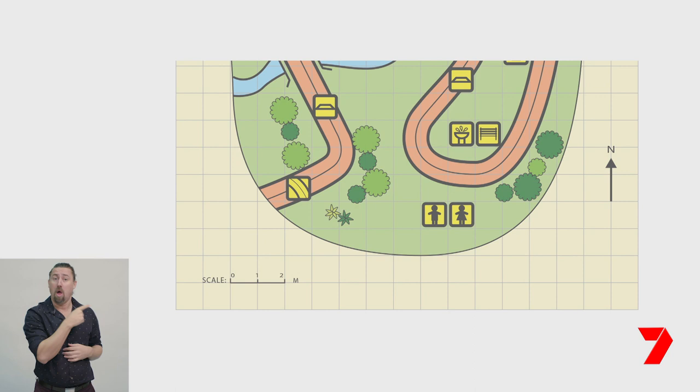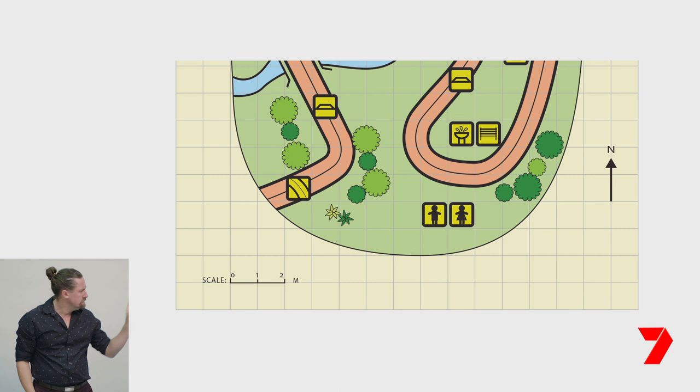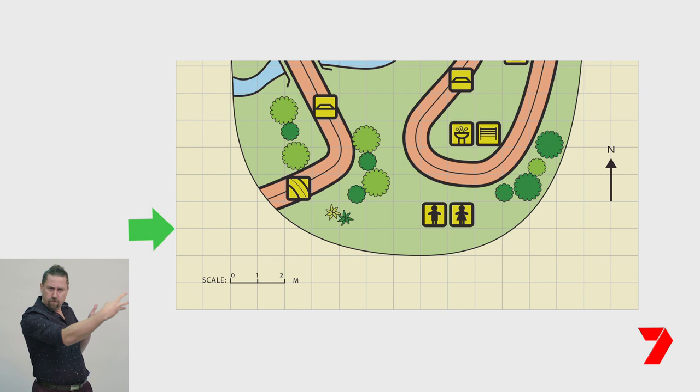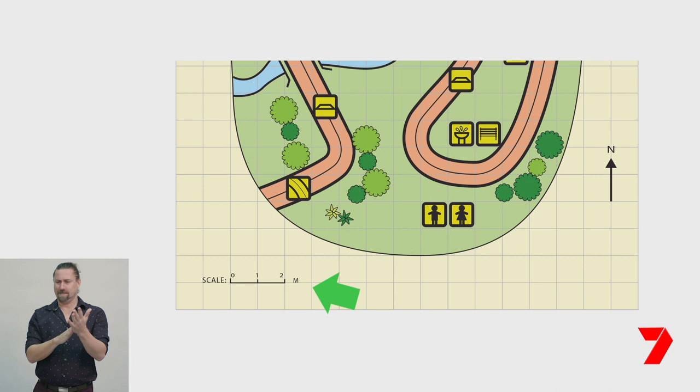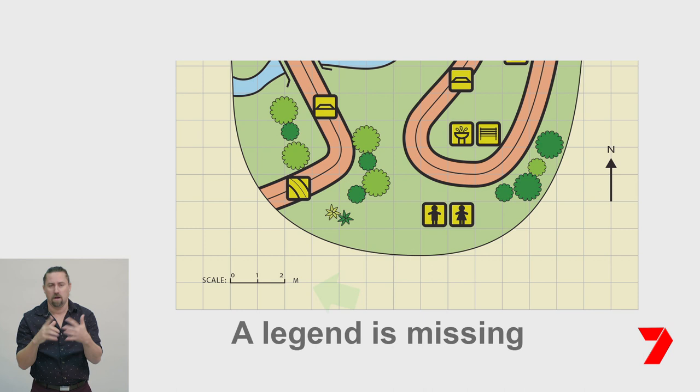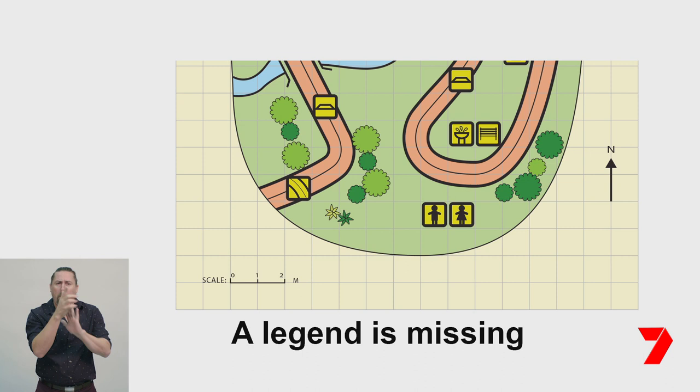This is a map of a bike path, but it's missing one very important feature. Let's work out what's missing. We can see a grid to help us measure distances. There is a compass direction showing north. There is a scale where one square represents 1 metre in real life. Can you see what is missing? It's missing a legend to describe what the icons or symbols represent. This is not a big deal because we can probably work them out.